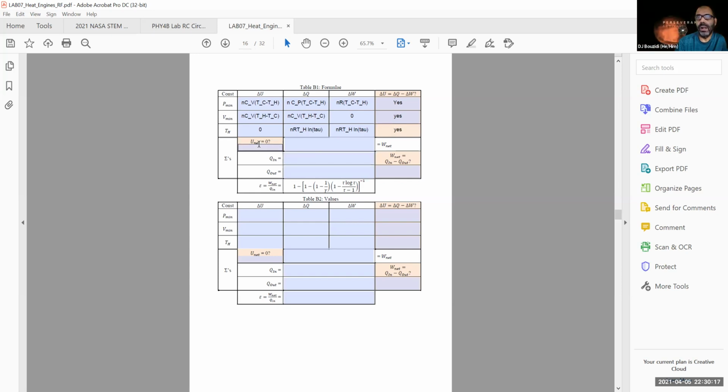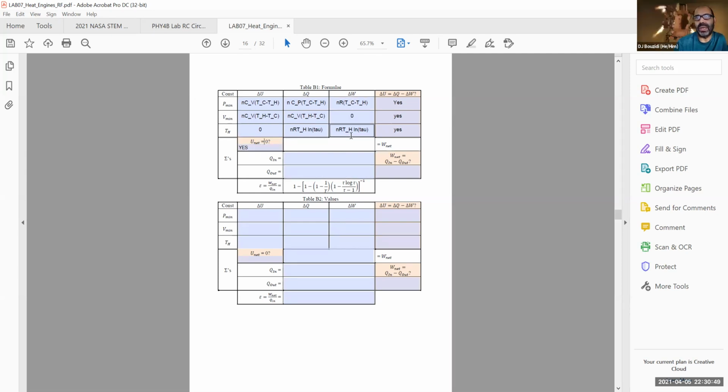Okay, good. Now I need to add these numbers in here and check that they add up to 0. TC cancels TC, TH cancels TH, and NCV is the same. And this is 0, so it has to add up to 0. So I'm going to say yes in here, by the way. Okay, good. So when you add these numbers, they should add up to 0.